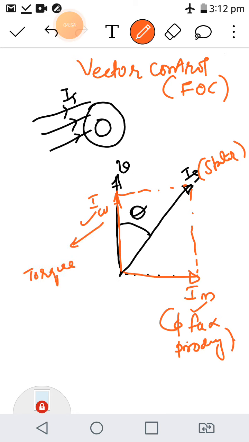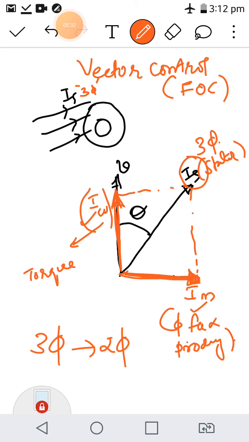So if I can independently control IW and IM, that independent control is possible in the case of an induction machine also. But the problem in an induction machine is that IS is not a single quantity. Actually IS is a three-phase stator current. It is not single phase. So what I need to do is convert this three-phase quantity into a two-phase quantity, one for the flux control and one for the torque control. Our objective is to convert these three-phase quantities into two-phase quantities, so that we can independently control both torque and flux.